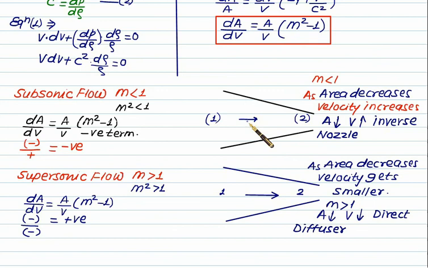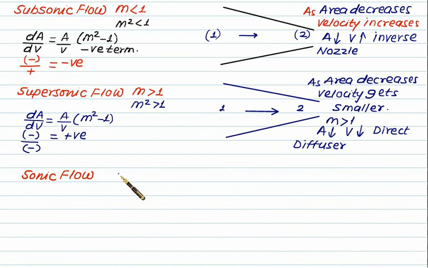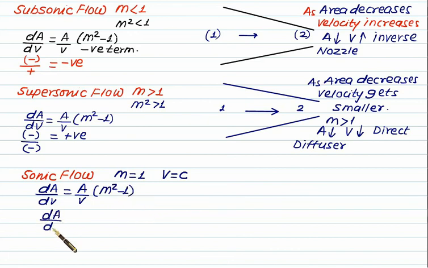Take the third situation when we have Mach number equal to 1. If we have Mach number equal to 1, then 1 square minus 1 will be 0. That is, dA will be equal to 0. For sonic flow, we have Mach number equal to 1. That is, the velocity of fluid will be the same as the velocity of sound. In that case, we get dA by dV equal to A by V into Mach number square minus 1. So this time dA by dV will be equal to 0. Now this 0 is only possible if we have dA equal to 0.